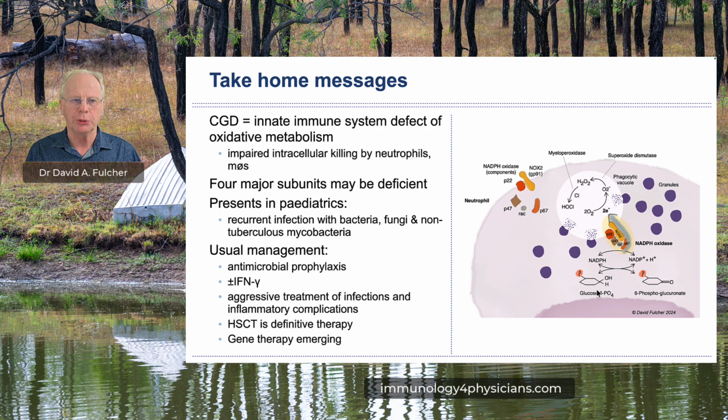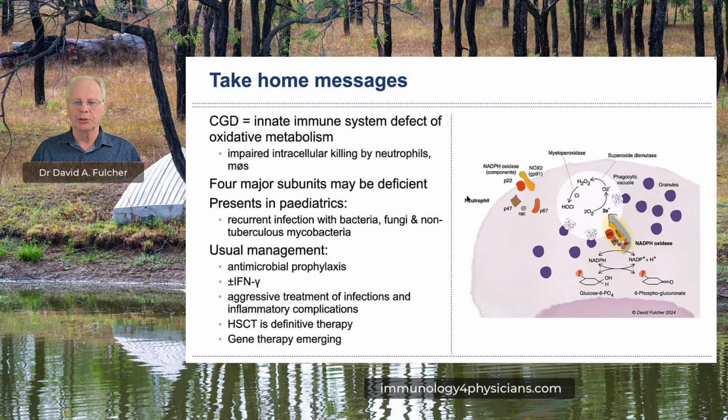So, important things, just a quick revision of CGD. I want you to be aware that this is a defect of the innate immune system dealing with oxidative metabolism. Now, as rare as these things are, a lot of immune deficiencies tell us a great deal about how the immune system works, and this is no exception. And we have appreciated the importance of this oxidative metabolism and how macrophages kill after phagocytosis. So it gives you an example of impaired intracellular killing.